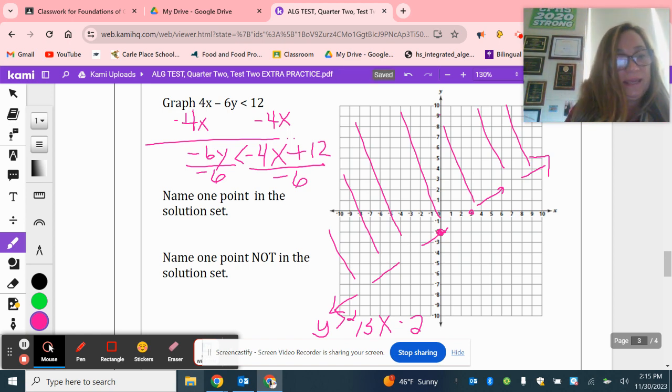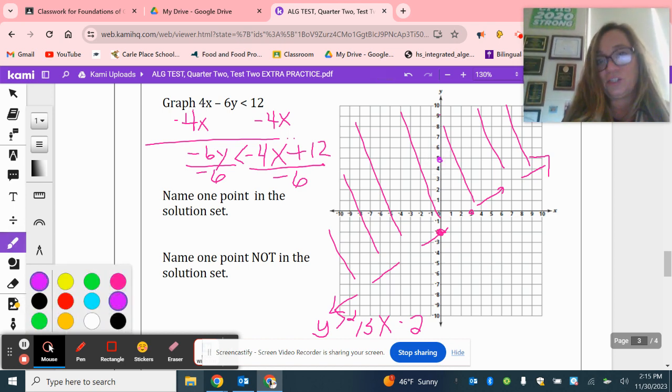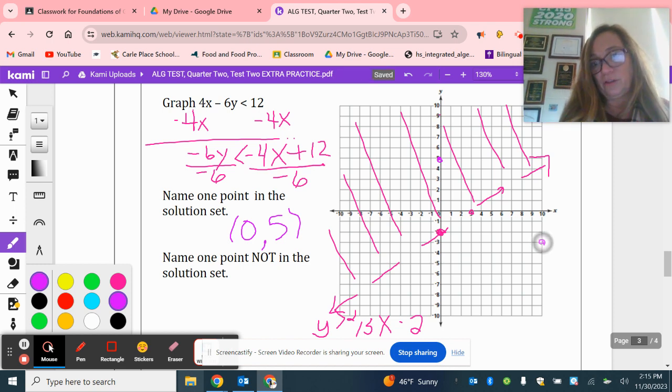Name one point in the solution set. So that means anything in the shaded area. So I'm going to just use 0, 5, but you can use any point in the shaded area. And then name a point out. I'm just going to be real dramatic and go way far away. So I'm going to 10, -3.